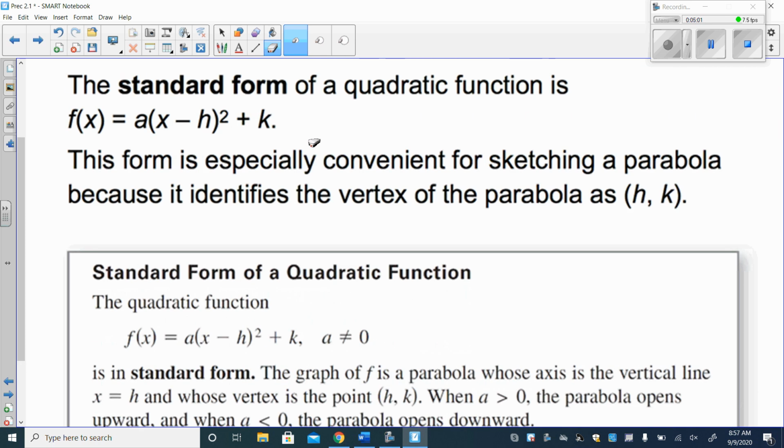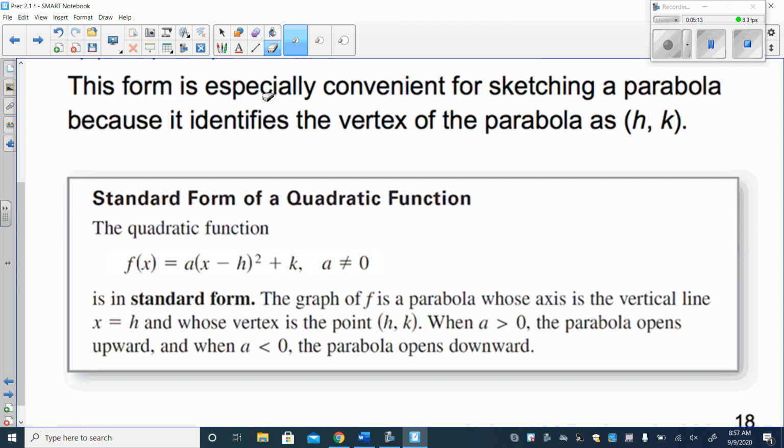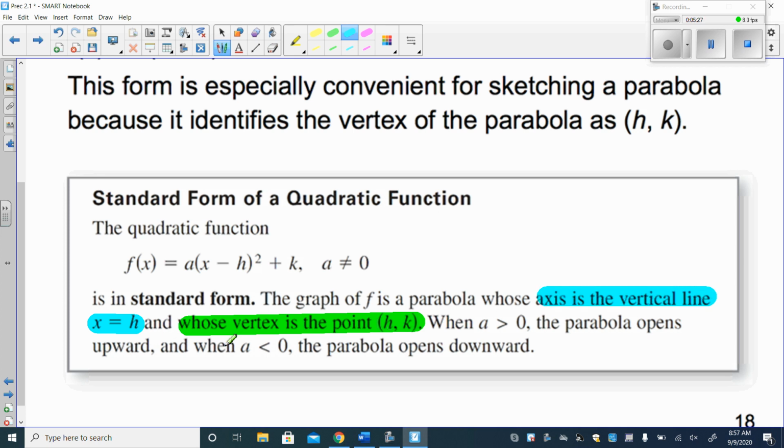And we want it in this form to help us out, because what this tells us is it identifies the vertex as h comma k. The vertex is going to be h comma k. Let me get my highlighter to highlight some of the stuff. Whose vertex is the point h comma k. Now it also tells us the axis of symmetry, whose axis of symmetry, or axis, is the line x equals h. And a greater than 0 opens up, and a less than 0 opens down.